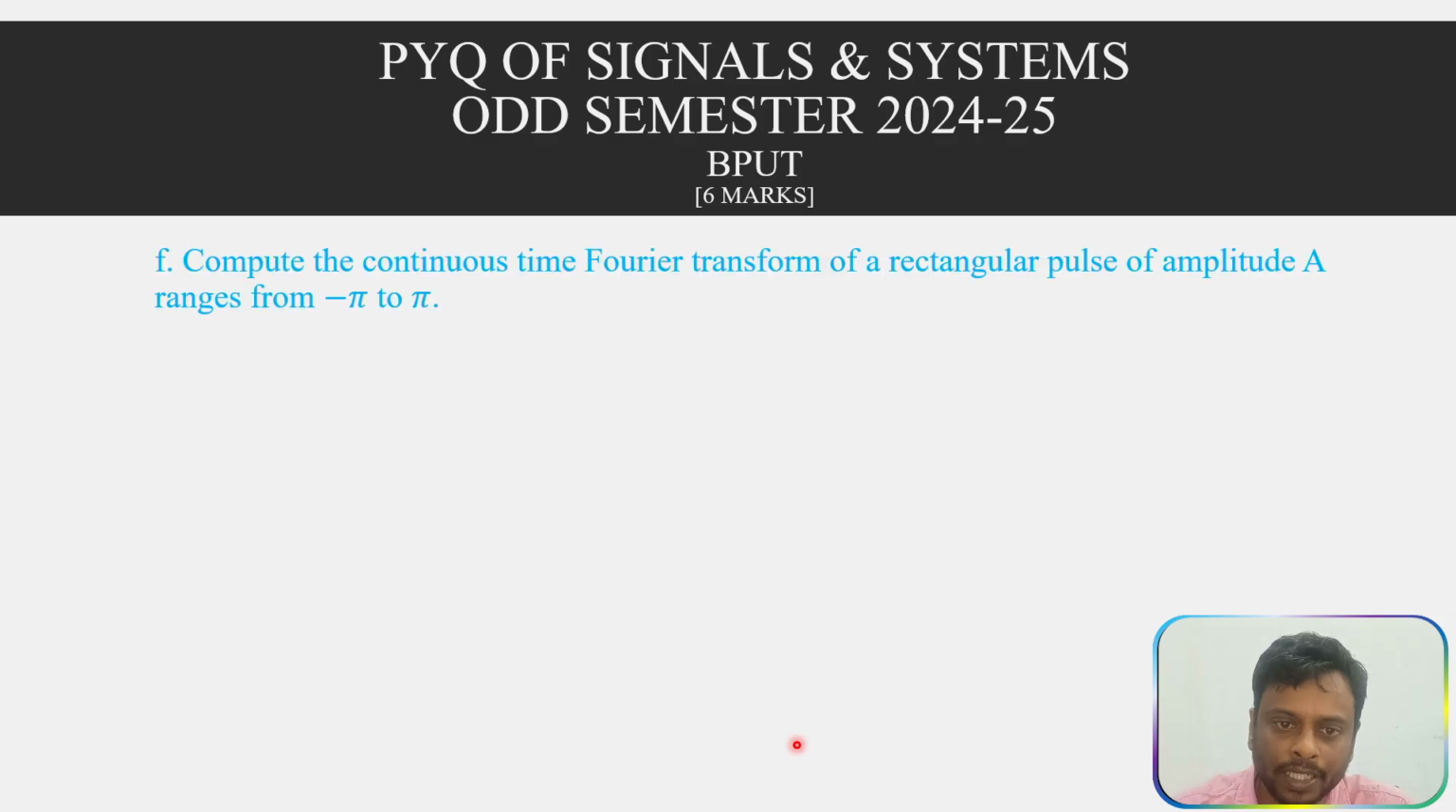Next, the second question is to compute the continuous time Fourier transform of the rectangular pulse. That means find out the continuous time Fourier transform of the rectangular pulse of amplitude a, which is ranging from minus pi to pi. So let us see that.